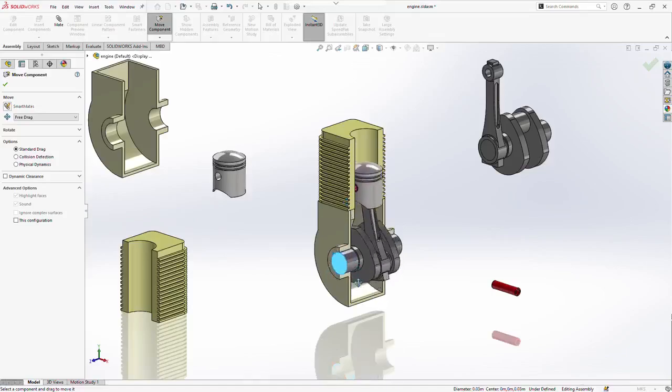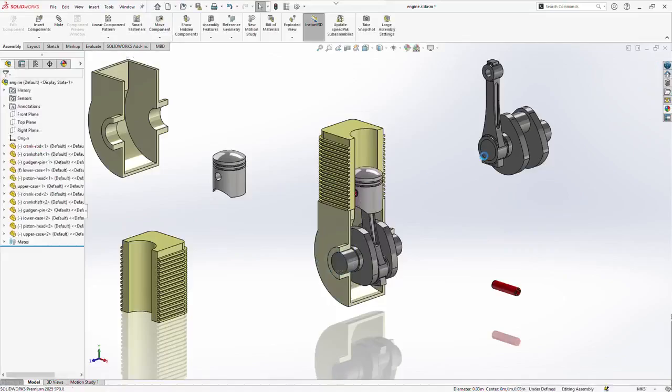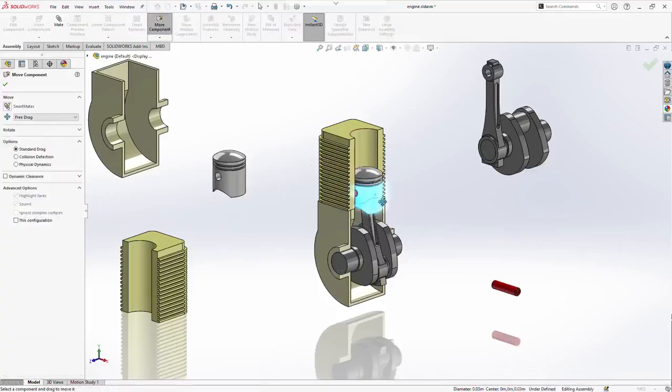So, as you can see, when I am rotating this crankshaft clockwise, the piston head is going up and down, as well as for anti-clockwise. So, this mimics the actual reciprocating motion in a real engine. We can also check for the piston head. If I select the piston head and move it up and down, as you can see, the crankshaft is rotating.